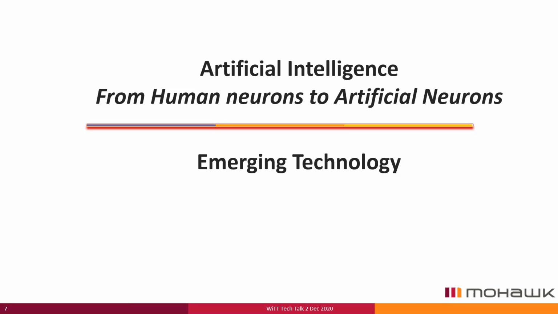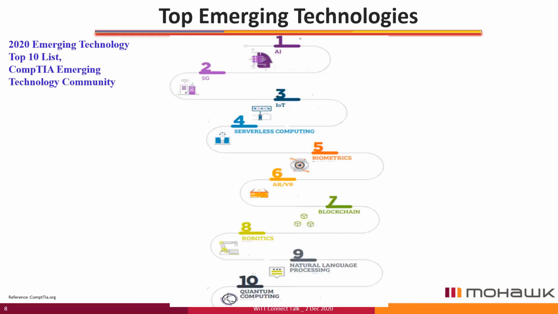Before I talk about AI per se, I would like to give a context of the emerging technologies. According to the 2020 emerging technology list presented by the CompTIA technology community, AI is rated as the top emerging technology, followed by 5G, which is going to highly improve latency and power consumption. Then the IoT we all know about, serverless computing, biometrics, AR, VR, we heard last time in the Connect talk from Madeline about it, and then blockchain, robotics, and NLP, natural language processing.